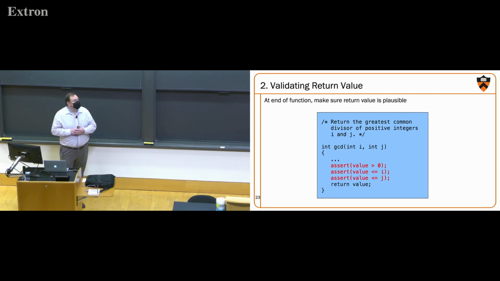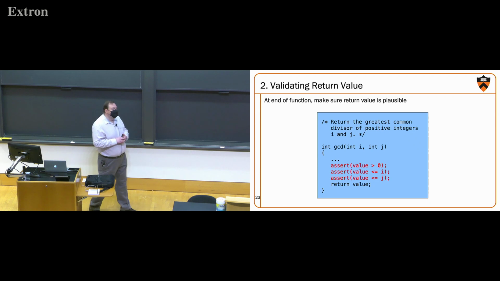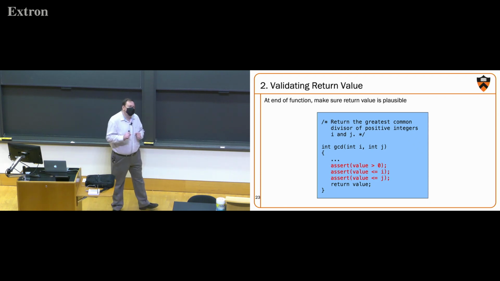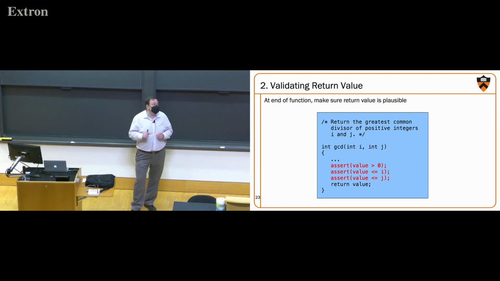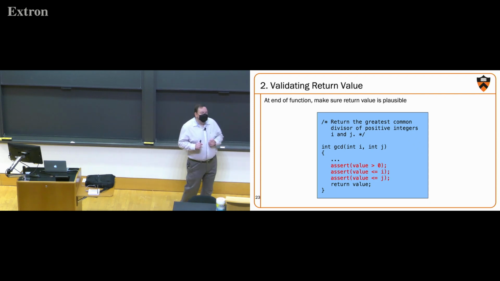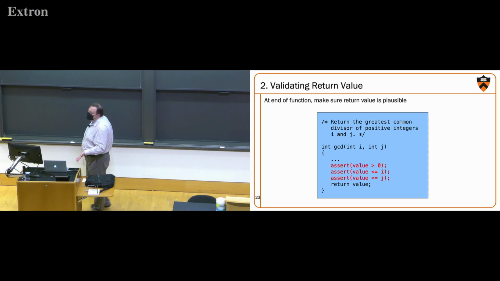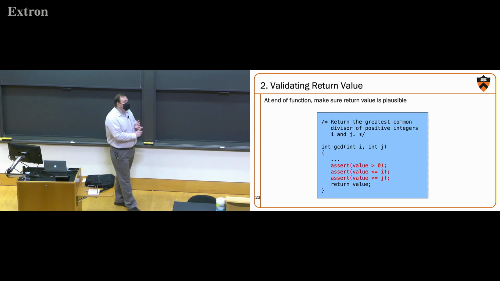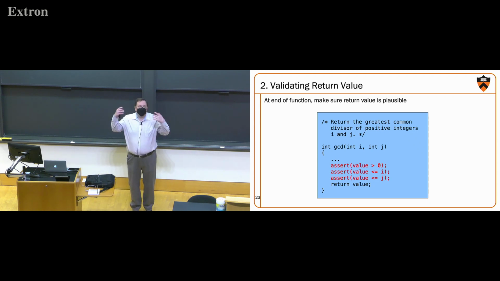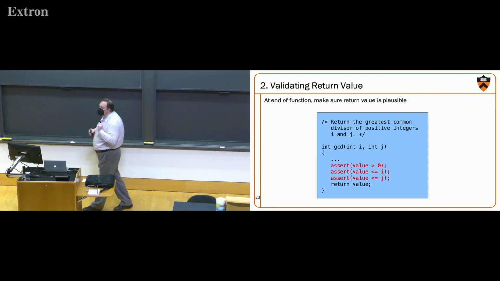Similarly, at the end of the function, you can write down as many properties as you can think of that the output should satisfy and check all of those properties. So what do we know about what GCD should return? Well, we know that it should return a positive value if we called it on positive inputs. We know that it can't return anything bigger than the inputs. So these are the asserts we have included here.